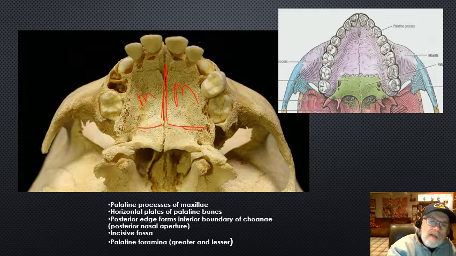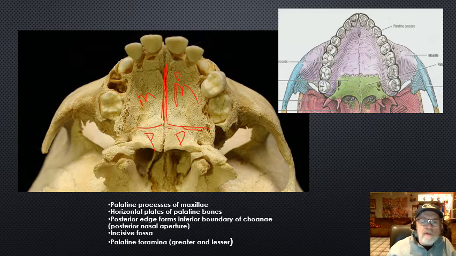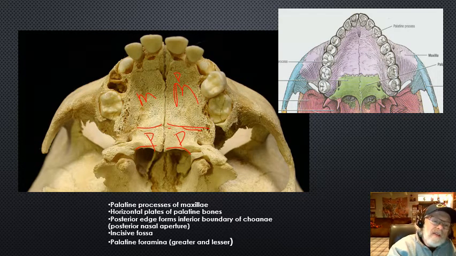And that's the palatine process of the maxilla, and these are the horizontal plates of the palatine bones, okay? That's that. And again, here's going into the nose, going through into the nose from behind. Here's the incisive foramina right there, okay? And we see the palatine foramina right here and right there, okay?